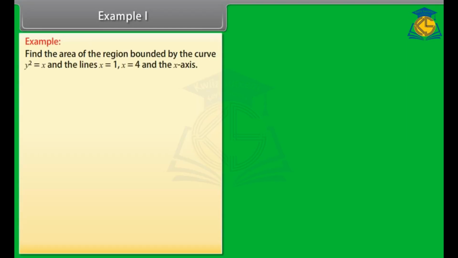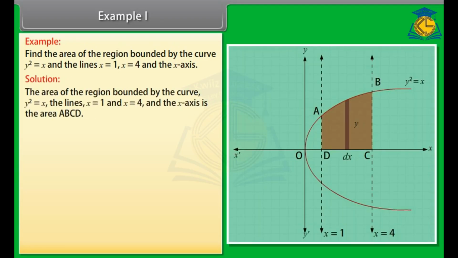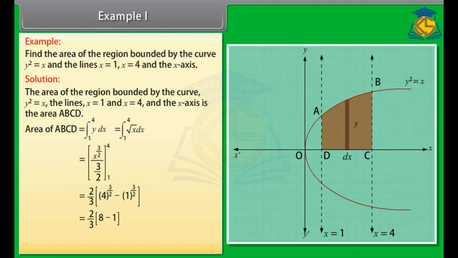Example first. Find the area of the region bound by the curve y square equals x and the lines x is equal to 1, x is equal to 4 and the x-axis. Solution. The area of the region bound by the curve y square is equal to x, the lines x is equal to 1 and x equals 4 and the x-axis is the area ABCD. Area of ABCD is equal to integral from 1 to 4 of y with respect to x. By solving it, we get area of ABCD is equal to 14 upon 3 square units.